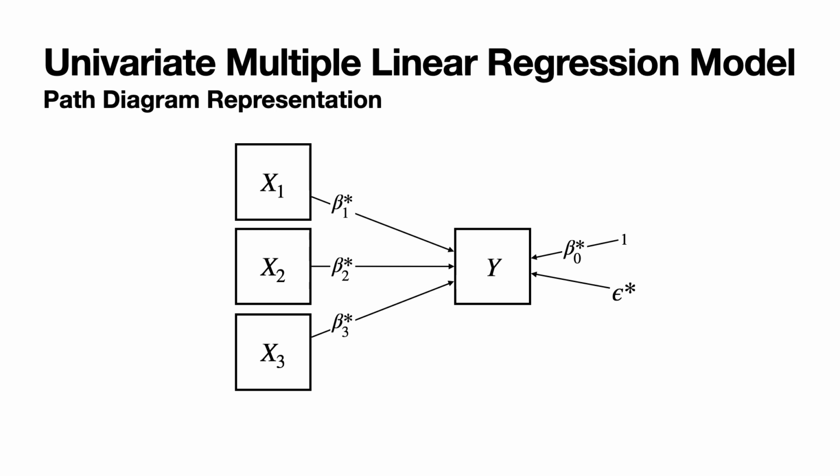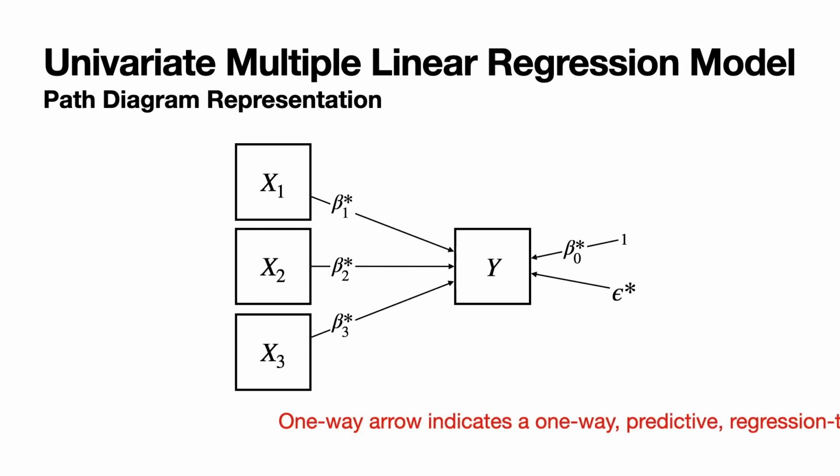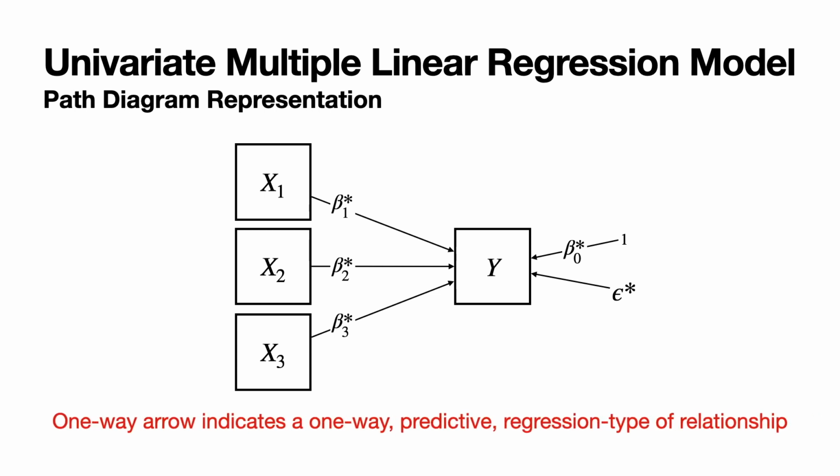So here we have a path diagram for this univariate multiple linear regression model with three explanatory variables, x1, x2, and x3. Now recall that a one-way arrow indicates that we're looking at a one-way predictive regression type of relationship. And so we have our explanatory variables, x1, x2, and x3, which are in squares, and so that tells us that these are considered to be manifest variables, observable variables.